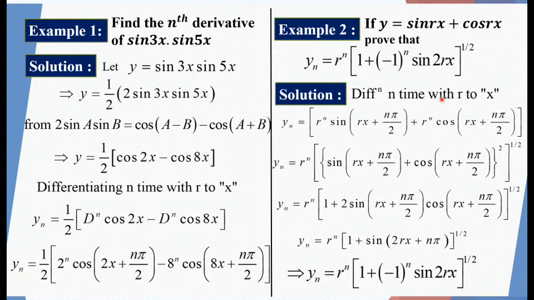So sin(nπ plus θ) is (minus 1) power n sin θ. Applying this property, we get r raised to power n (1 plus (minus 1) power n sin 2rx) power half, which we had to prove. So this is the proof of this problem. This is a tricky problem, so we can say it is an important example. So moving on to the next example.